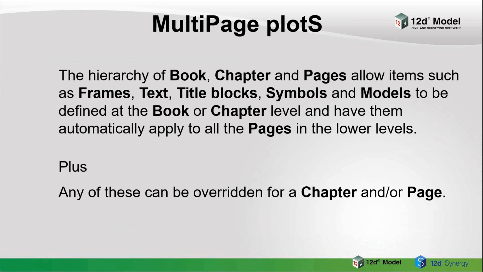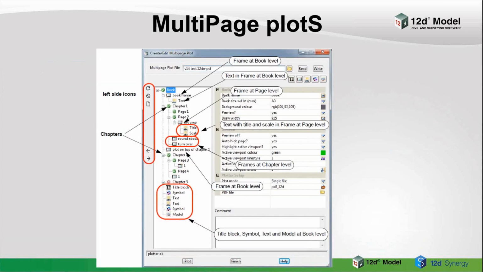So basically the thing here, we've got frames at a book level and pages and chapters and so on. So you can really start doing things and start controlling your plots quite a bit.